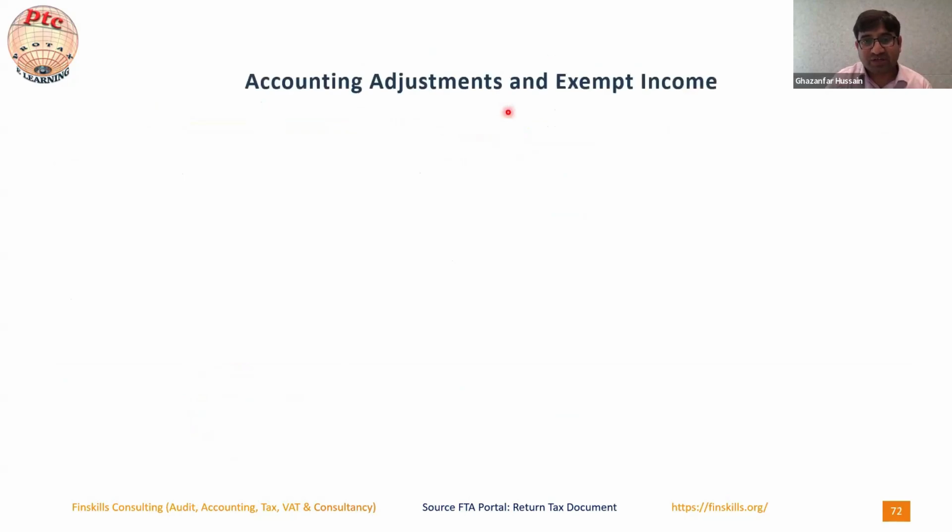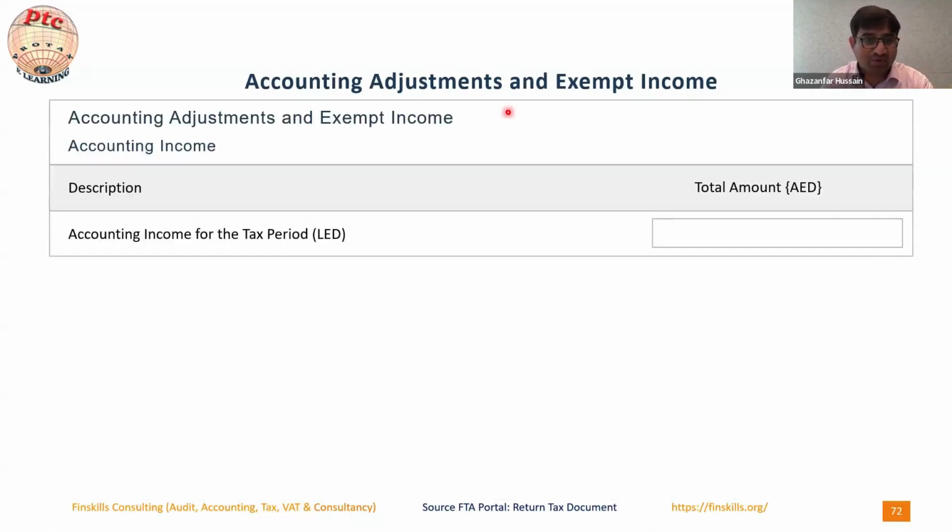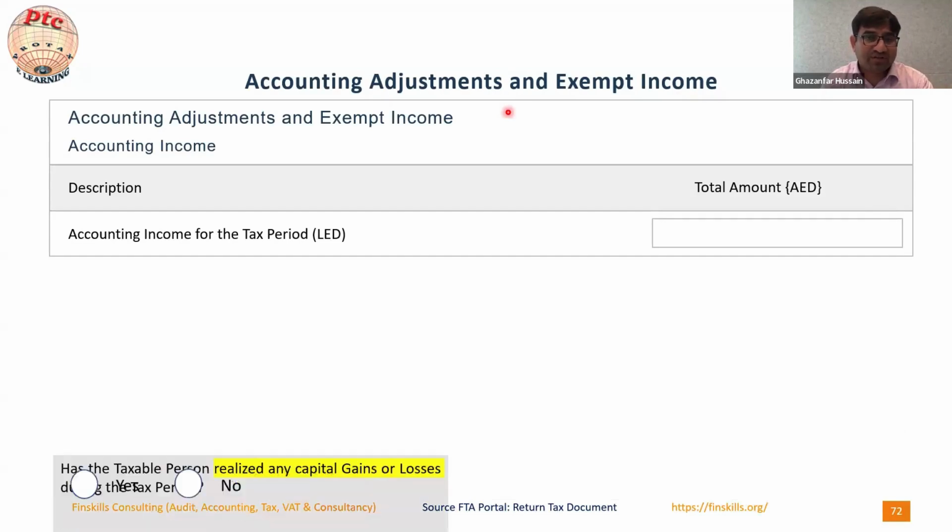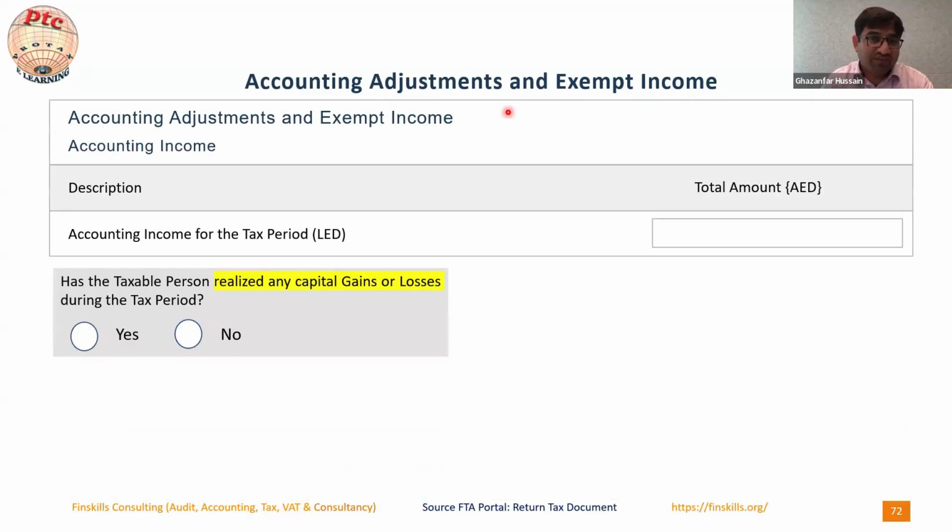Let's move on to the next part, because this will be more interesting and a better opportunity for job seekers who have currently landed in the UAE. Even with home country experience, they can learn corporate tax and increase their chances of selection. Accounting adjustment, accounting income for the tax period. Here the FTA will take the accounting income, and then ask the next question: realized any capital gains and losses. So based on each area, what are the questions and what is the additional information?